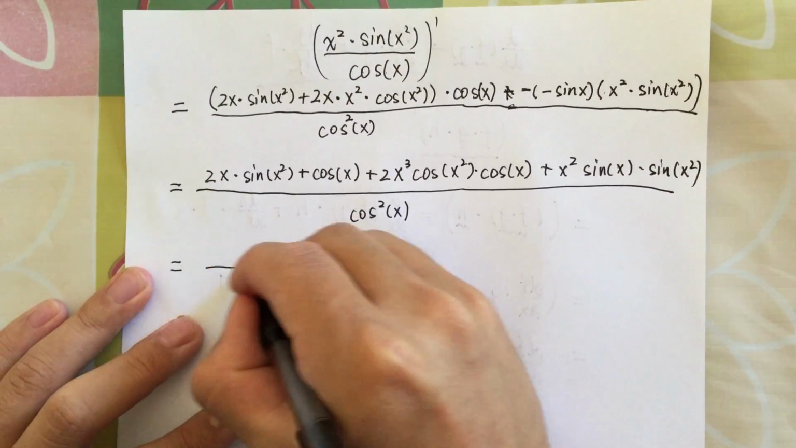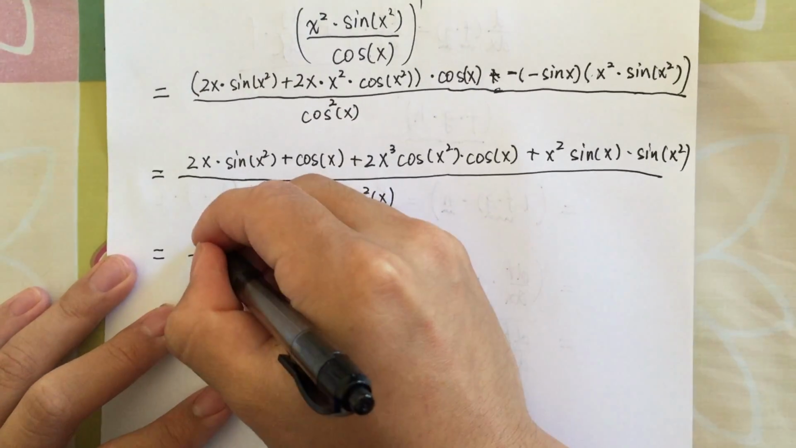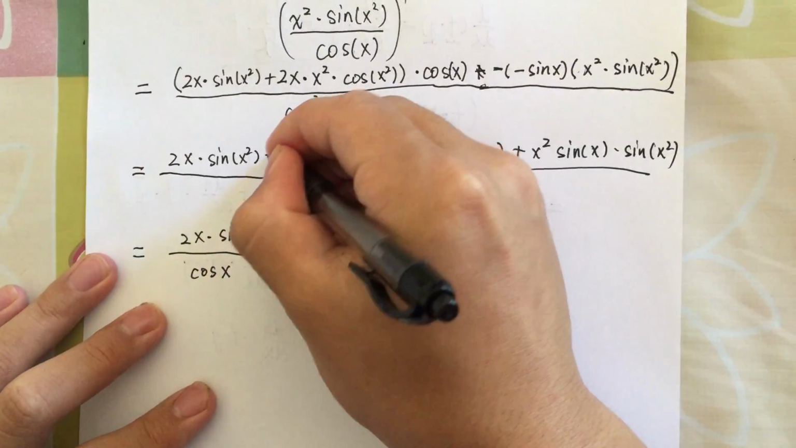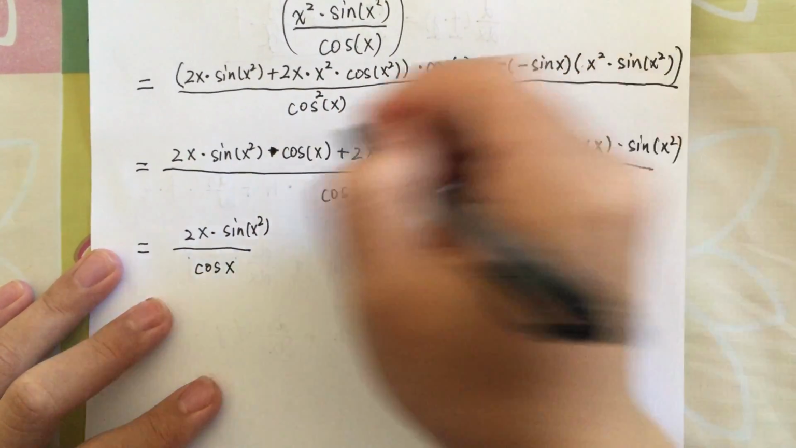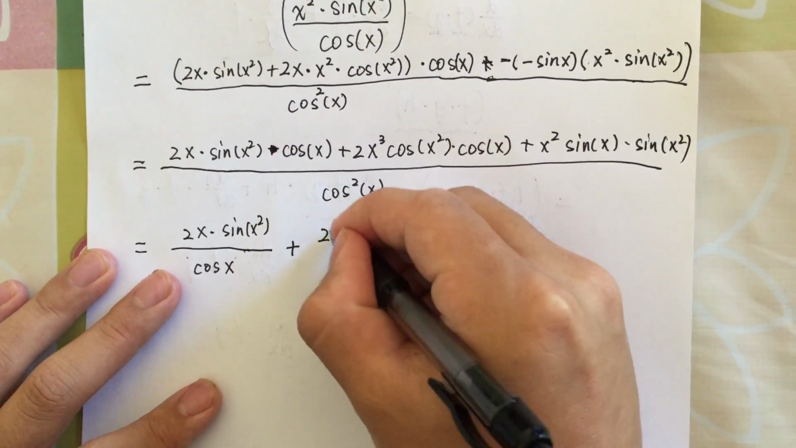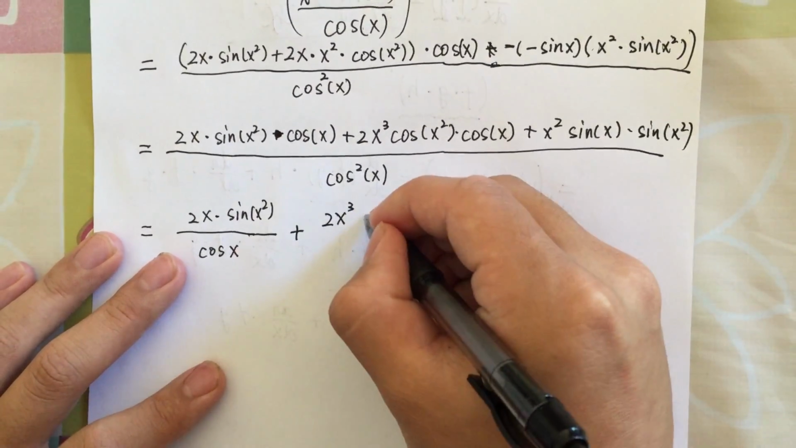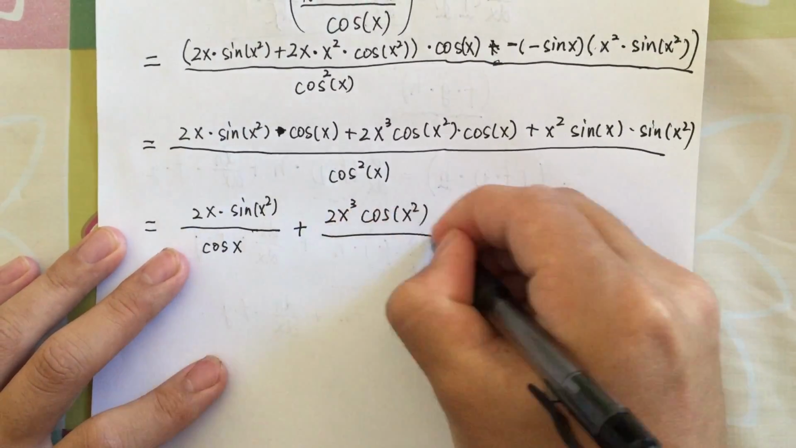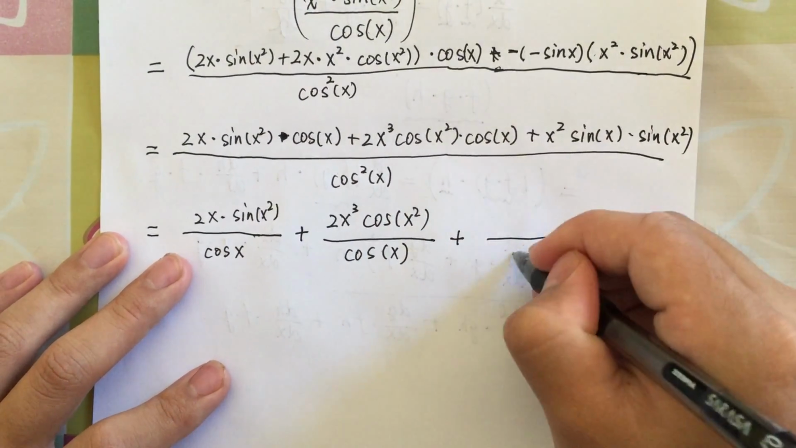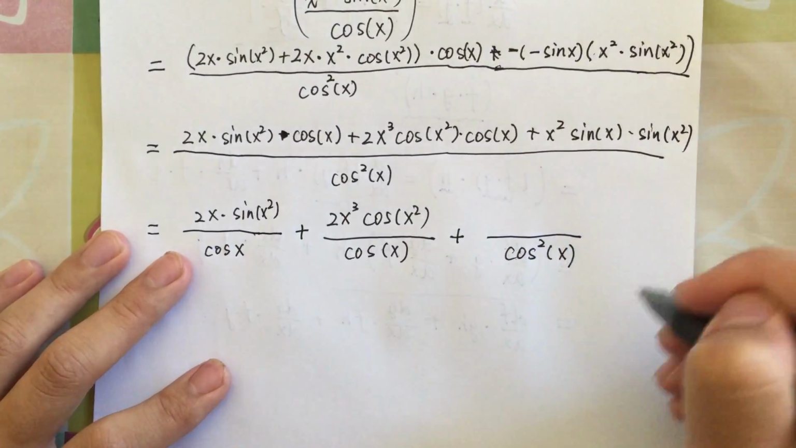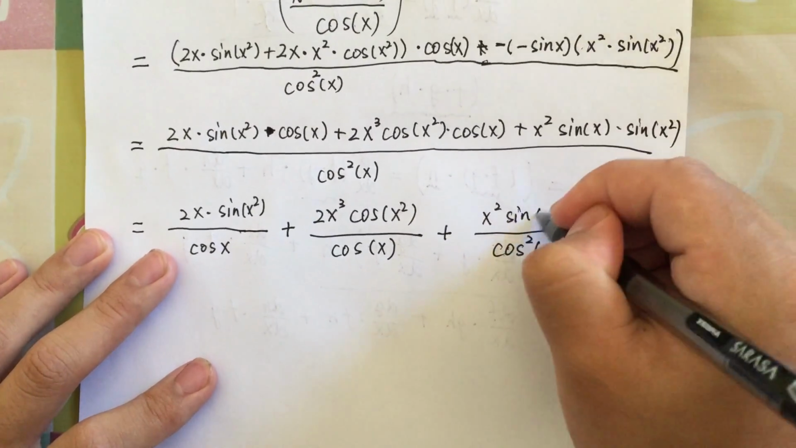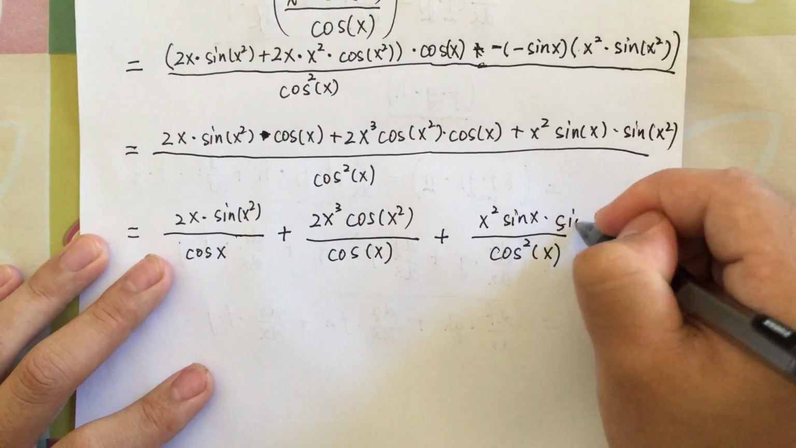which is also equal to cosine x over 2x sine x squared, and plus 2x cubed cosine x squared over cosine x, plus cosine squared x cosine x squared over x squared sine x times sine x squared.